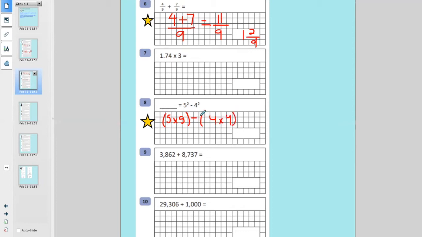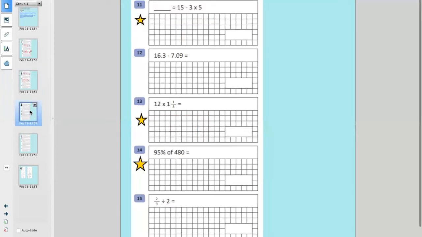And when we simplify this, we get 5 times 5 is 25. And 4 times 4 is 16. So 25 take away 16. And hopefully you should have got 9 as your answer. Okay, good. Let's have a look at these.